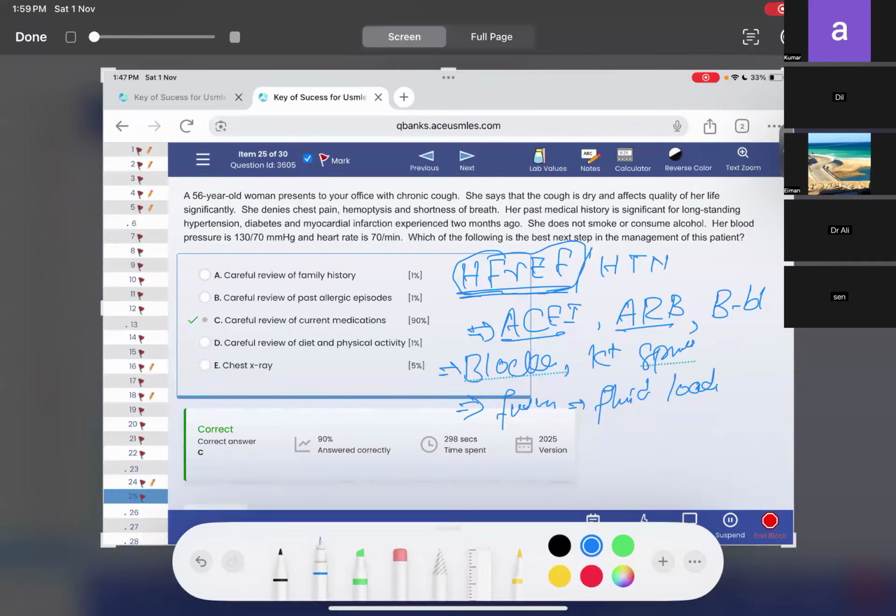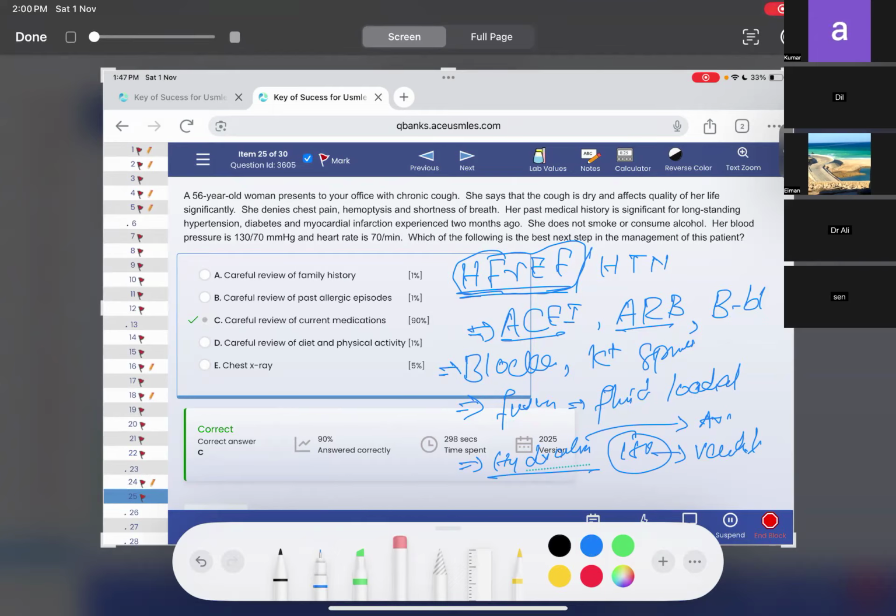Furosemide is given to decrease the fluid overload. And we can also give this patient hydralazine and isosorbide nitrate, because hydralazine will cause arterial vasodilation and decrease the load on the heart, and isosorbide nitrate is a venodilator, and it will also decrease the load on the heart. So these are the medications usually given to a patient with reduced ejection fraction and hypertension.